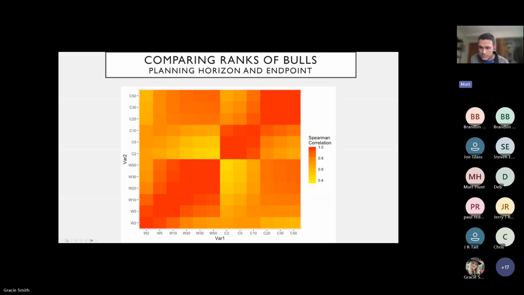And so it's just an awareness that short-term profit may not be the same as long-term profit if replacement females are indeed retained. Okay, next slide. There are my circles.